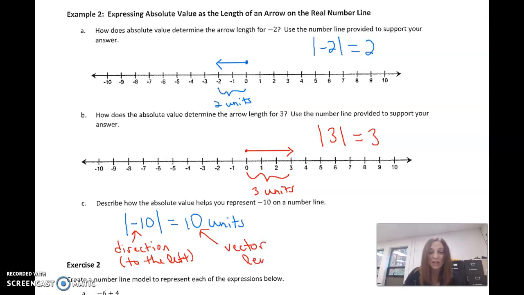And remember, vector is just the arrow. This arrow right here is called a vector. It's a straight arrow, and it's going to go in the direction according to our sign, but its length is going to be its absolute value. And we're going to use that from here on out to help us represent addition on a number line.